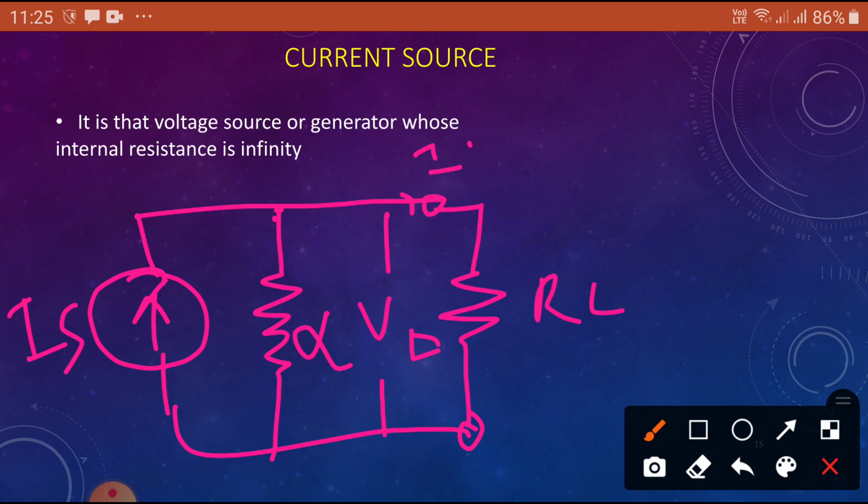Otherwise, what will happen? The current is flowing here. If the resistance is low, the current is closed in here only, instead of flowing in this direction. So if I keep a high resistance across this terminal, the current will flow directly through the load. If the internal resistance Rn is equal to infinity, then we can say it is a current source. It is that voltage source or generator whose internal resistance is infinity. So it is not connected in series as previously, it is connected in parallel across the source. Those sources are known as current sources.